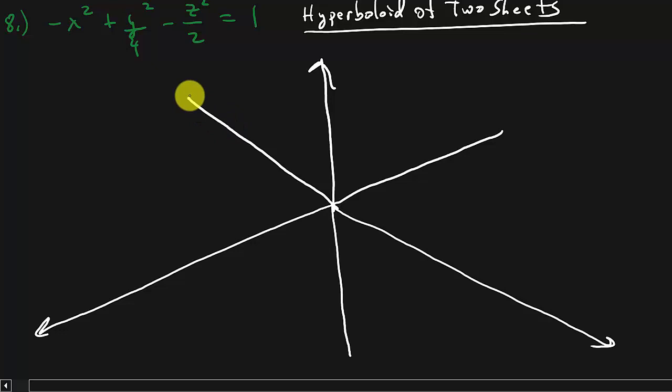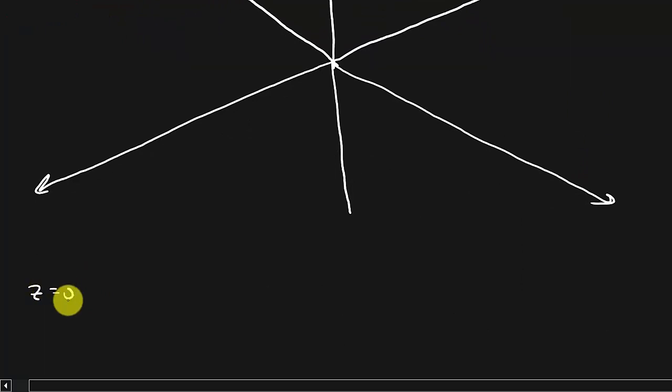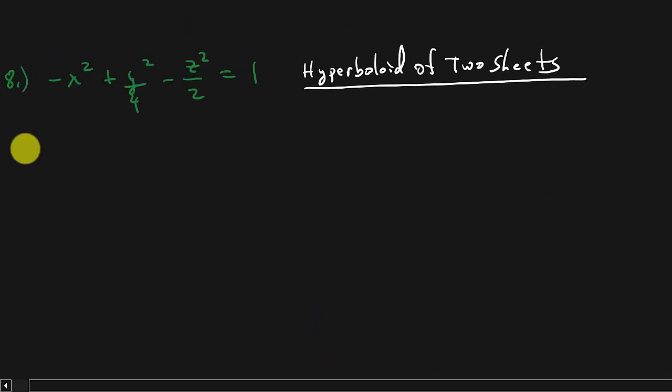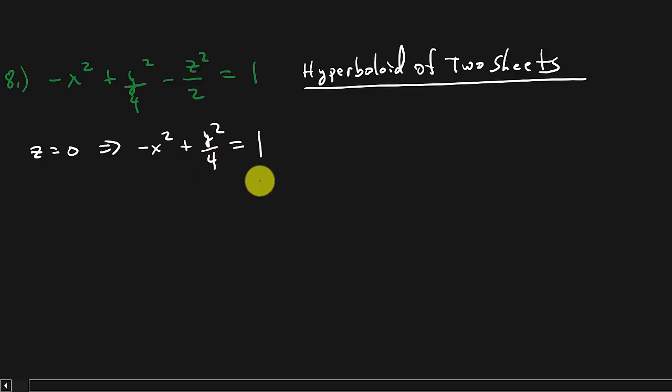All right. So let's look at this. For z equals 0, that's going to tell us what? Let me erase all this so I can come back up here and see the equation. Z equals 0. So that means negative x squared plus y squared over 4 equals 1. Can you see that this is a hyperbola? We've got y squared over 4 minus x squared equals 1. That's a hyperbola. The trace is. And what plane is it in? It's in the xy plane.